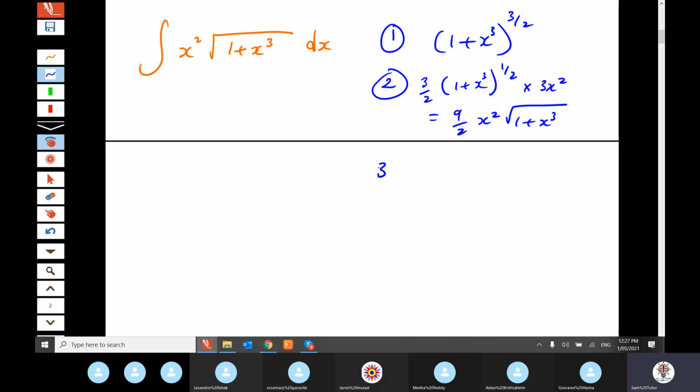9 over 2. You don't want a 9 over 2. So what's the answer? You don't want that 9 over 2. 2 bracket 1 over 9. Is that what you were trying to say? Yeah. So 2/9 1 plus x cubed to the power of 3 over 2 is the answer. Because you're dividing it out, right? So you don't want the 9 over 2. The division of 9 over 2 would be 2 over 9.